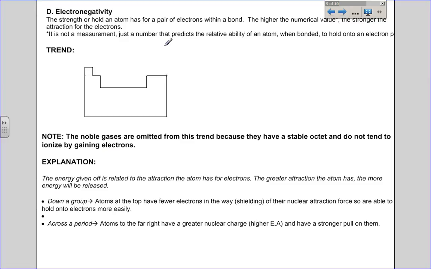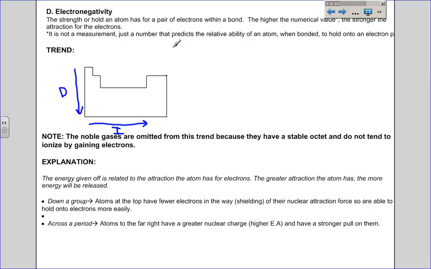Electronegativity is our next trend, and it follows the exact same trend as electron affinity. So it's going to decrease as we go down a group, and it's going to increase as we go across. Electronegativity is the relative attraction that an atom has for electrons.